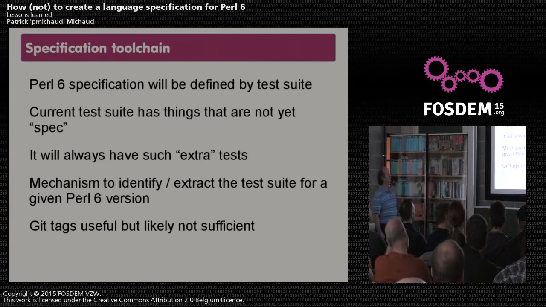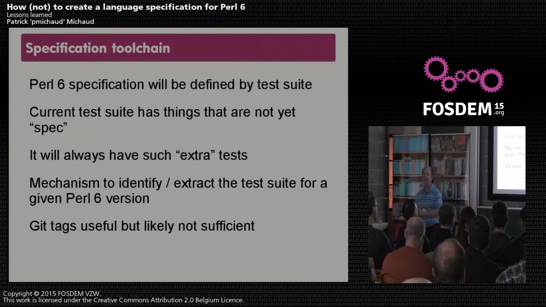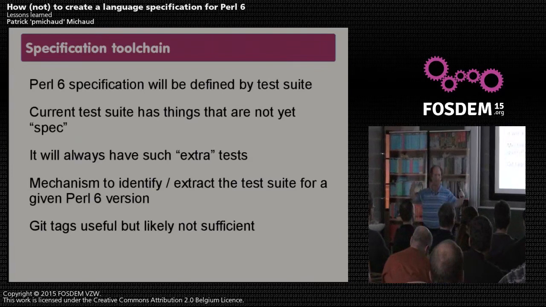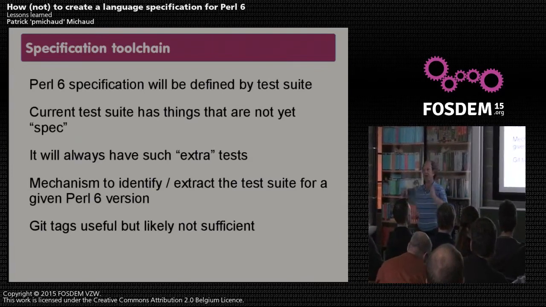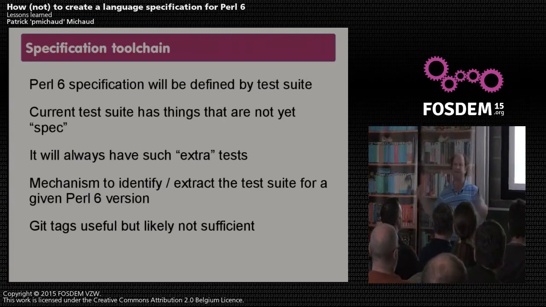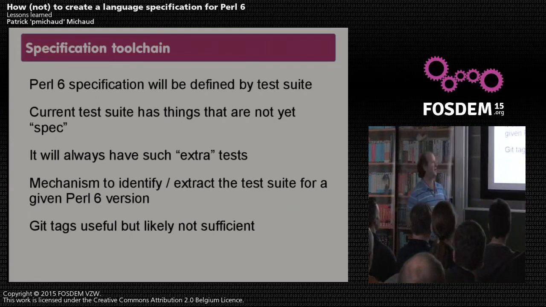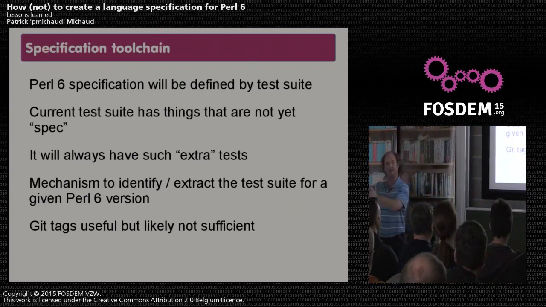So the current test suite, the specification will be defined by the test suite, but I don't think we should just snapshot the test suite as it exists and say that's Perl 6.0.0, because the language is evolving. And inside the test suite, there are things that we would consider to be a solid part of the specification, and there are things that we would consider to be very conjectural, that are being implemented, thus they need tests, but they're not really part of the specification.